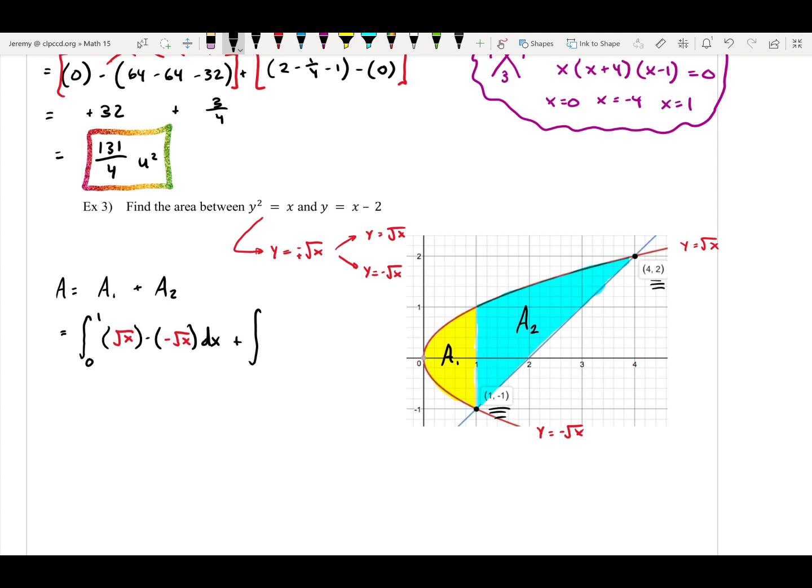Now area 2, what are our limits of integration going to be? So what are the left and right bounds for area 2? The left is positive 1, so picking up where we left off from area 1, and we go all the way up to x equals 4. Again, just using the x coordinates of those intersection points that are given to us. And now we want to do top function minus bottom function. So top function is, again, square root of x minus the bottom function. Remember, this is where it switches, and now the bottom function is the linear function x minus 2, dx.